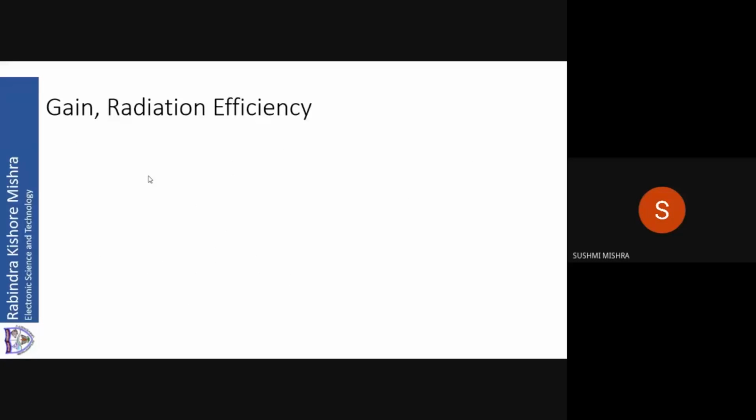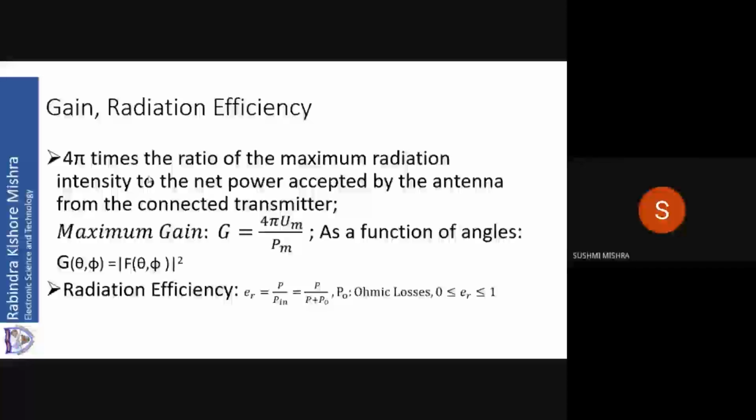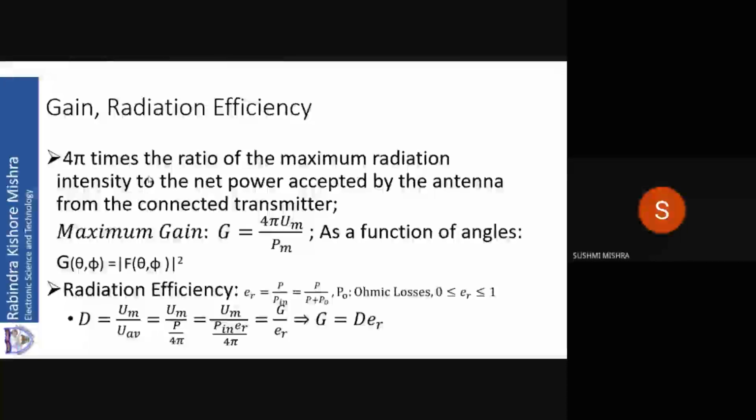Then we defined gain as 4 pi UM upon PM. As a function of angle, we defined it as G theta phi is equal to F theta phi square. Then radiation efficiency we defined as the power radiated by the power given as input. So ER is equal to radiated power by input power, which is equal to P upon P plus P0. P0 is the ohmic losses, P is the power radiated. We assume that there is no other loss. So in this case, ER will be between 0 and 1.